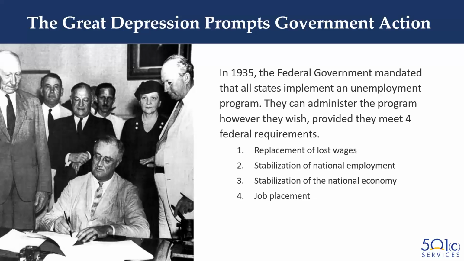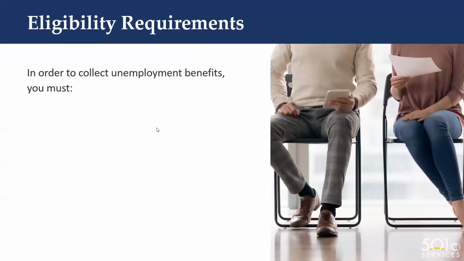And this is why regulations regarding eligibility, benefit amounts, and the length of time that someone can collect are going to vary by state. However, when it comes to eligibility, there are five criteria to be eligible for unemployment benefits that are the same in every single state. So, in order to collect unemployment benefits, you must be physically able to perform some kind of work. You must be available to work.